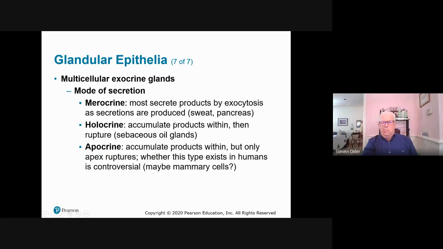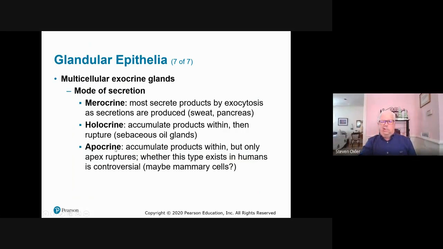Holocrine glands accumulate their products and then they rupture. These are oil glands, sebaceous oil glands. Apocrine exocrine glands accumulate their products, but only the top, or the apex, ruptures. This basically is in your breast, your mammary glands. So merocrine, holocrine, and apocrine.